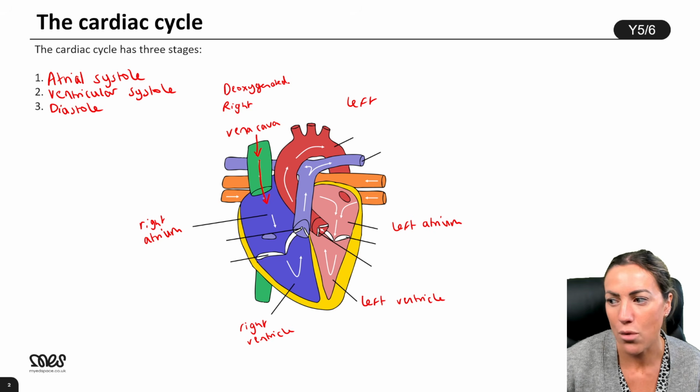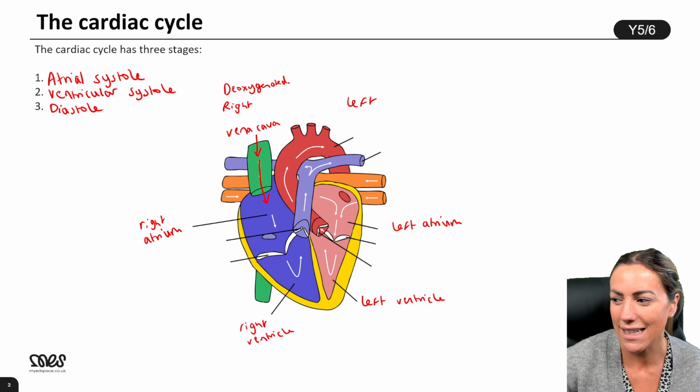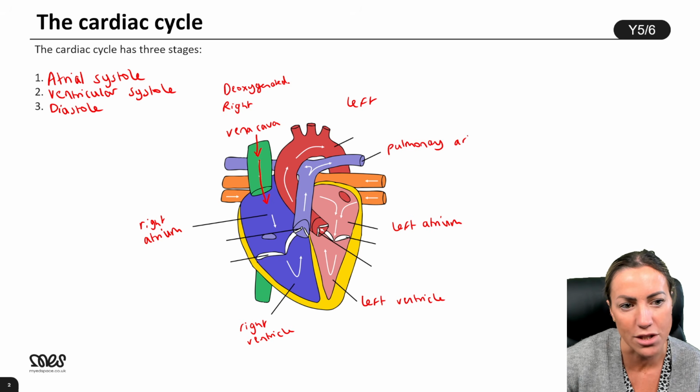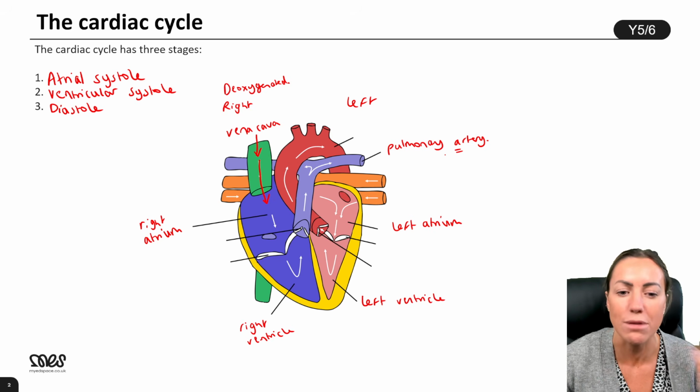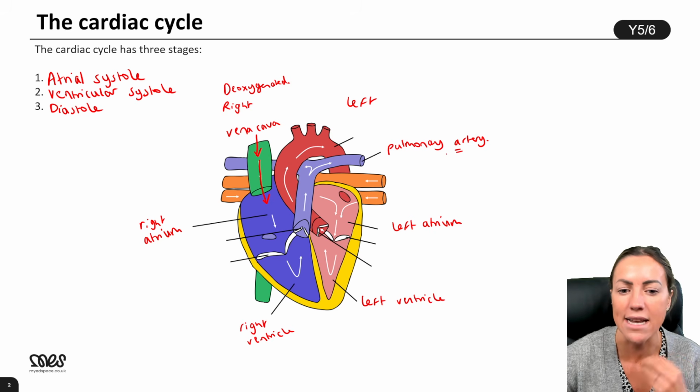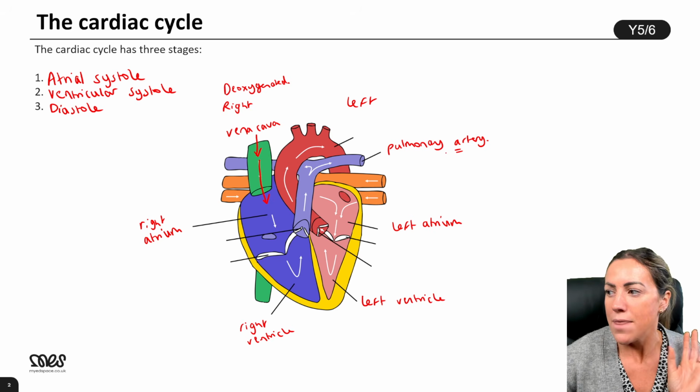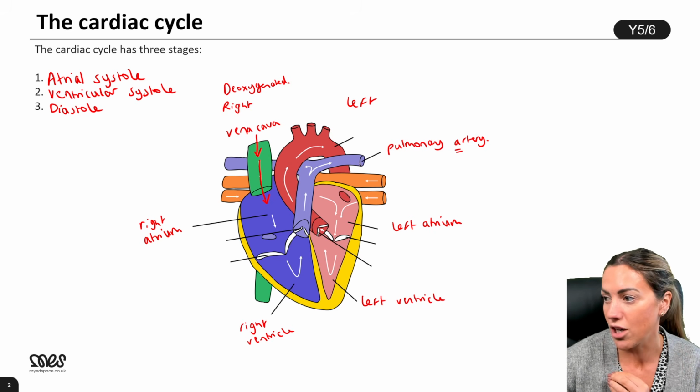The blood's going to flow from the right atrium through these valves, which we'll label in a second, into the right ventricle. And then it's going to leave the right ventricle through this purple blood vessel here. And this is going to be the pulmonary artery. And there are a few tricks to remember that. It's carrying blood away from the heart. Away starts with an A, artery starts with an A, and it's going to the lungs to become oxygenated blood. So it's going to be pulmonary, right? Because pulmonary is related to the lungs. The blood then goes to the lungs in the pulmonary artery.